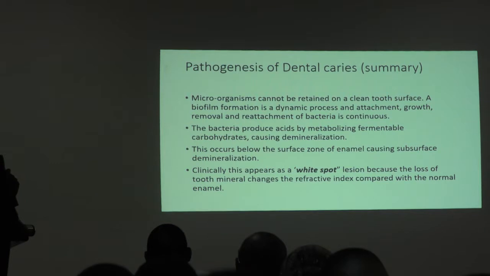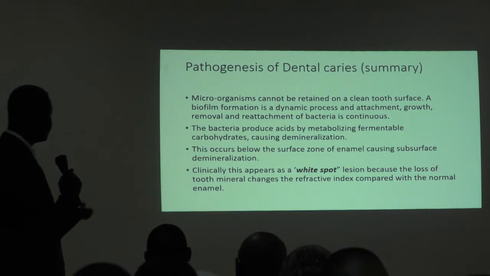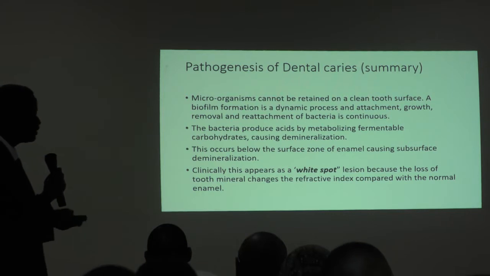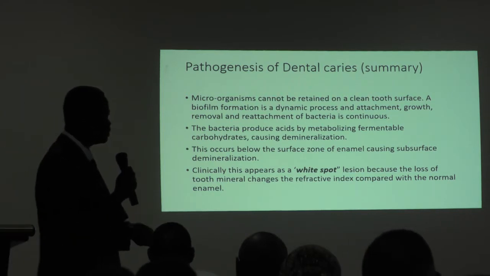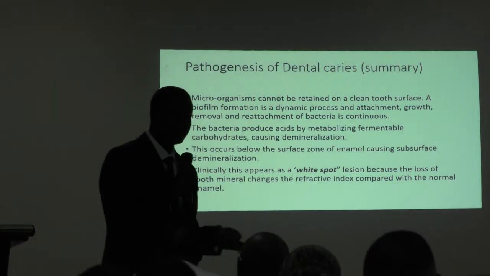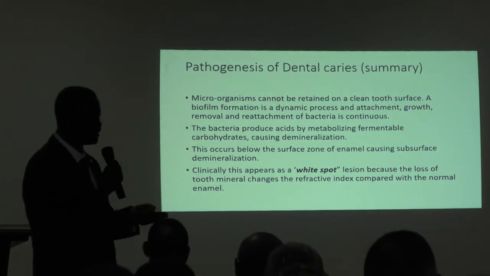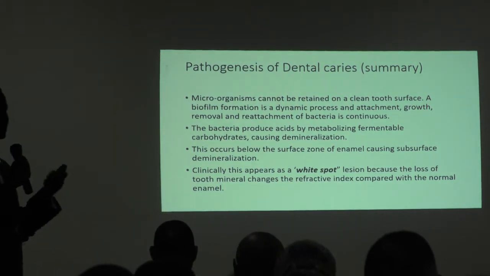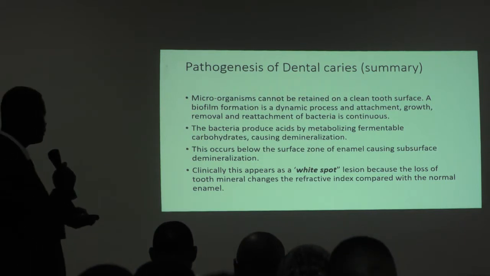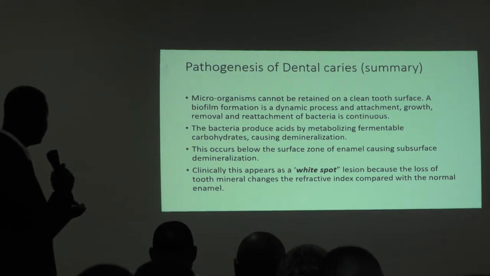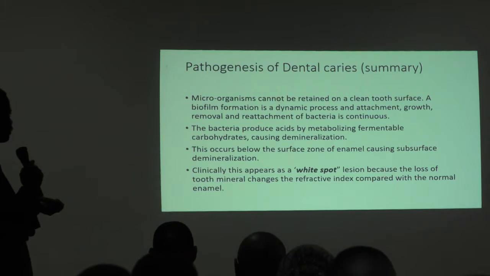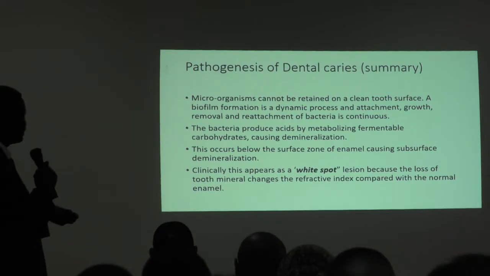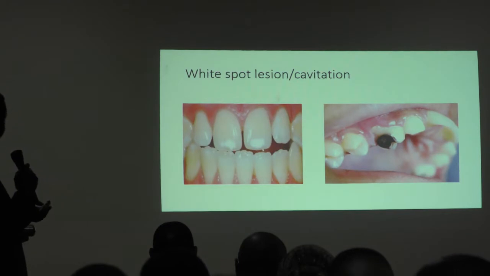So this is just a summary of whatever we say. A microorganism of cavity in the blood in our teeth eventually will act on the carbohydrate that leads to the formation of an acid, lactic acid or acetic acid, which then starts the process of demineralization. And eventually it appears as what we call a white spot on the teeth. That's how initially it started.